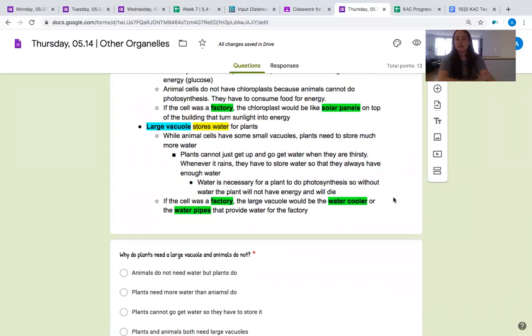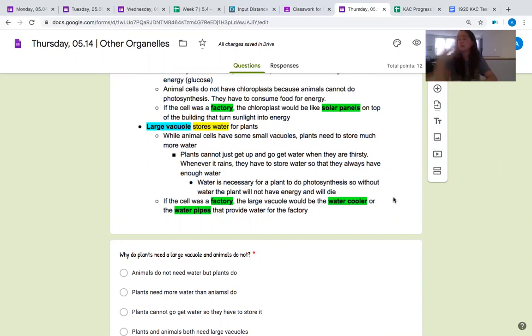Water is necessary for a plant to do photosynthesis, so without water, the plant will not have energy and will die. So something like a cactus in a desert is going to have really large vacuoles and tons of space to store water. But in general, all plants have to have that. It's an adaptation, if we think back to our natural selection unit, that plants have that allows them to store water for longer periods of time, right?